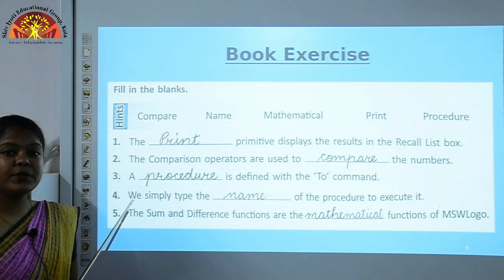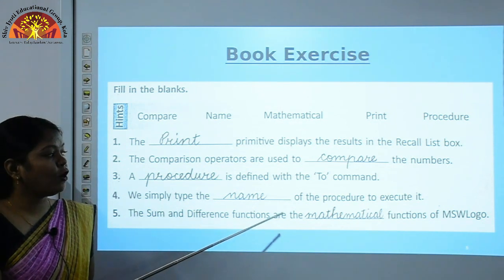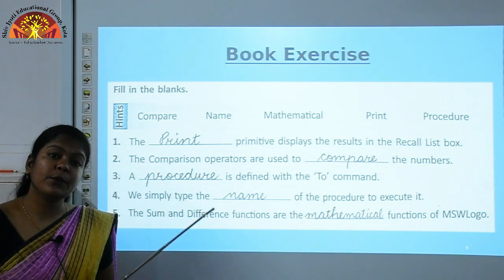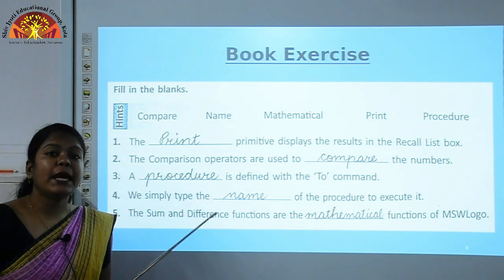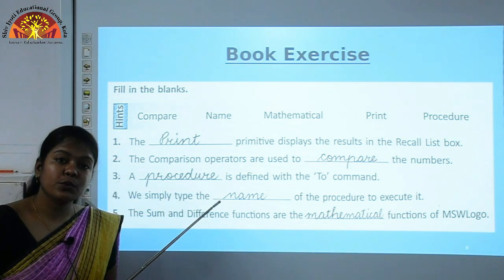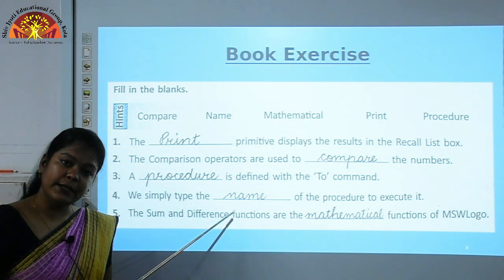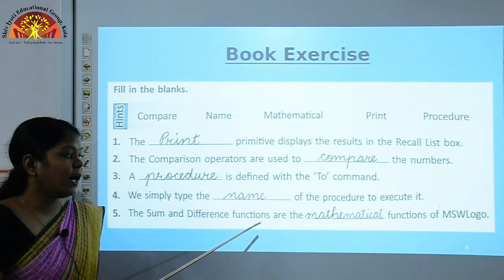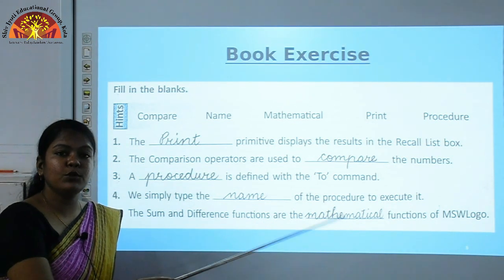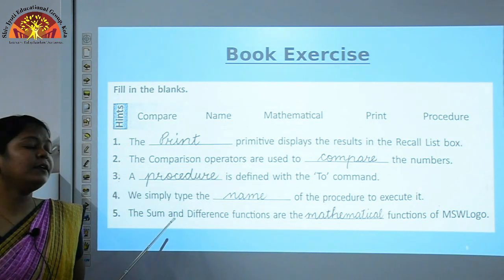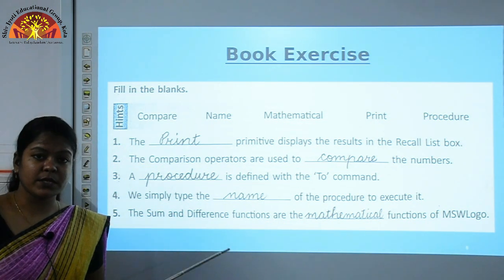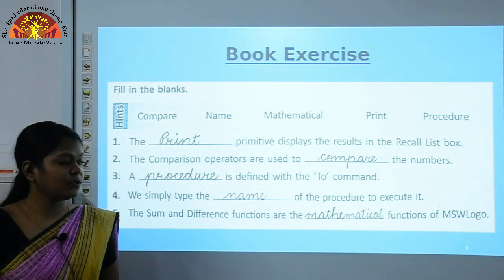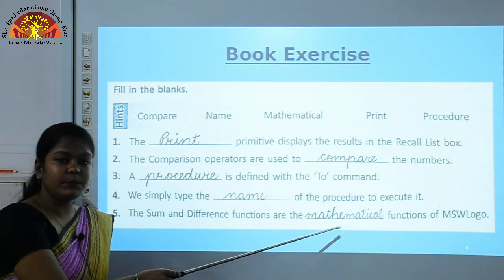Next fill-up is: we simply type the dash of the procedure to execute it. So what do we type to execute a procedure? Students, we know we have to type the name of the procedure to execute the procedure. So here you have to write name. Next, the sum and difference functions are the dash functions of MSW logo. Students, we know sum function and difference function both perform on the numbers. Both take the numbers as an input. So both are the mathematical functions. So you have to write here mathematical.